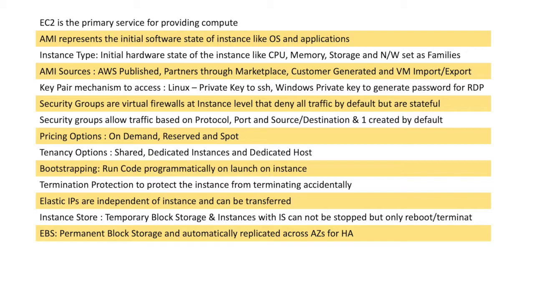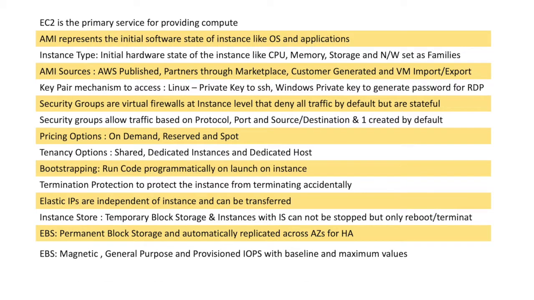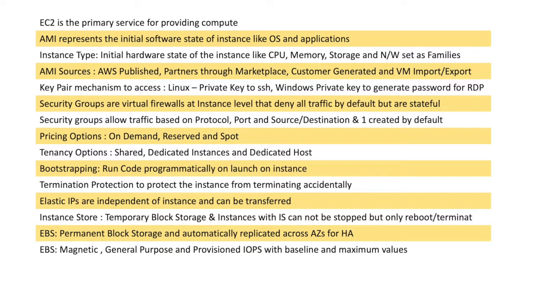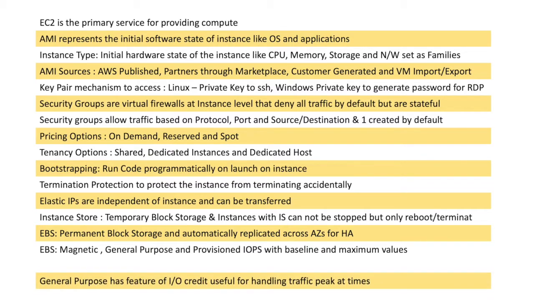It provides you a permanent block storage and it gets automatically replicated across availability zones for high availability. Within EBS, there are three types: magnetic, general purpose, and provisioned IOPS. Each has certain baseline per GB and maximum values that we had already discussed in detail.